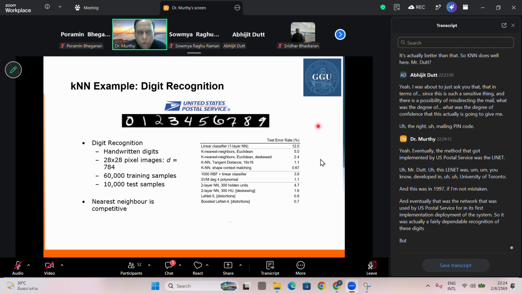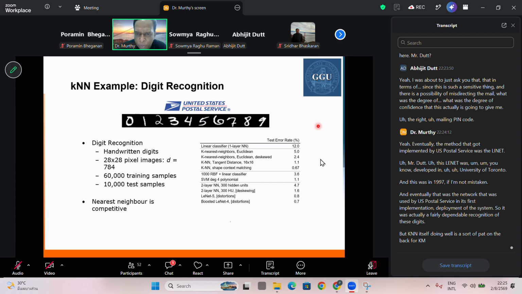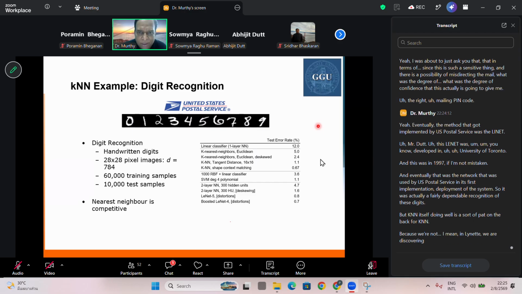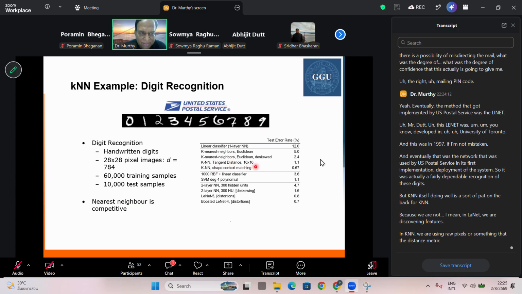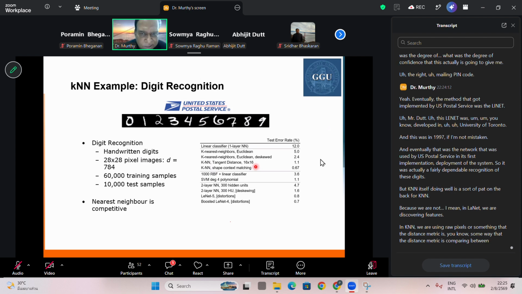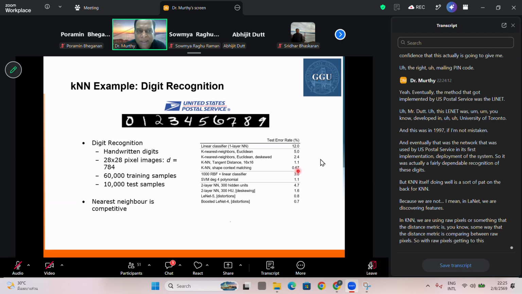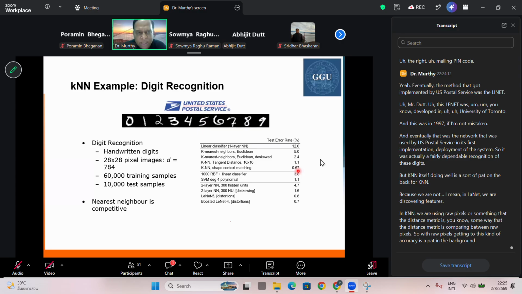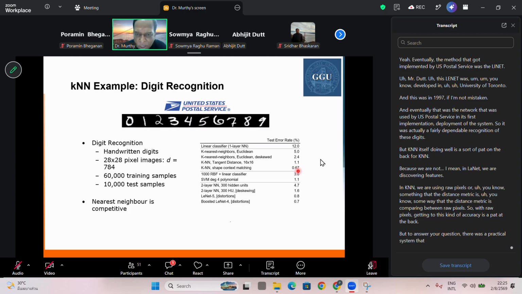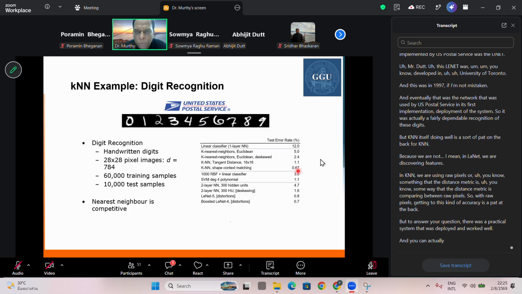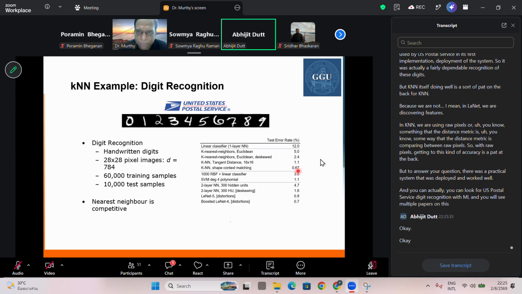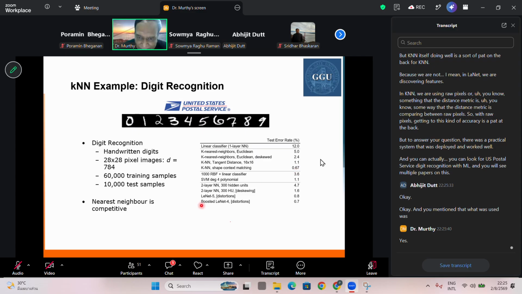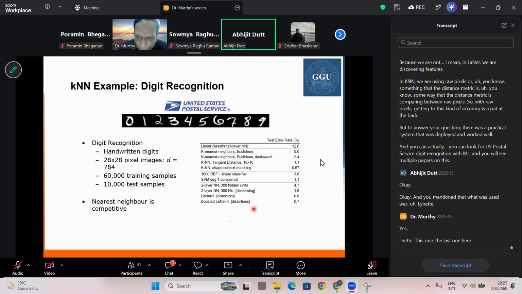But KNN itself doing well is a sort of pat on the back for KNN, because in LeNet we are discovering features. In KNN, we are using raw pixels, and the distance metric is comparing between raw pixels. So with raw pixels, getting to this kind of accuracy is a pat on the back. But to answer your question, there was a practical system that was deployed and worked well. You can look for US Postal Service digit recognition with ML and you will see multiple papers on this. Okay. And you mentioned that what was used was LeNet. This one, the last one here, LeNet. Oh, okay, okay. Yeah. Okay.